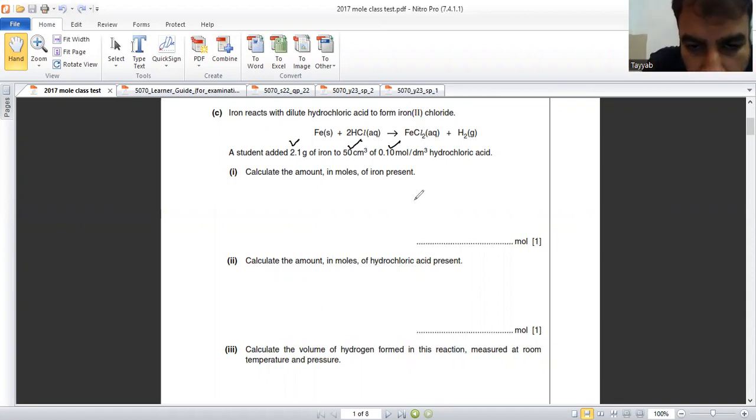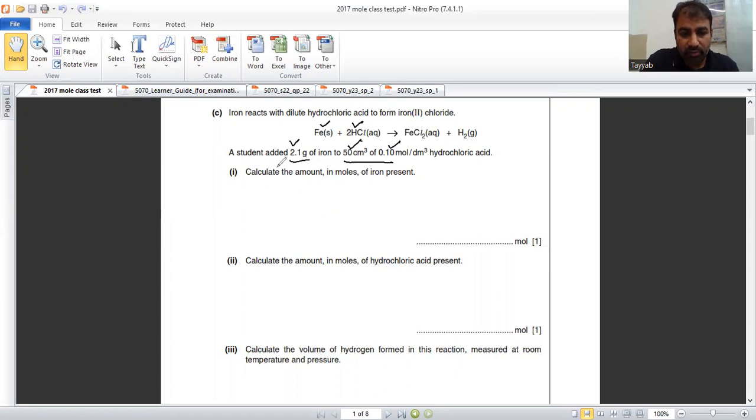How should we know whether we have to calculate the limiting reagent or not? The simple thing is that if you are given the information of both reactants, here one reactant is iron and the second is HCl, and he is not saying that one is in excess, then you have to calculate the moles of both. Then you check which one is in excess and which one is limiting.